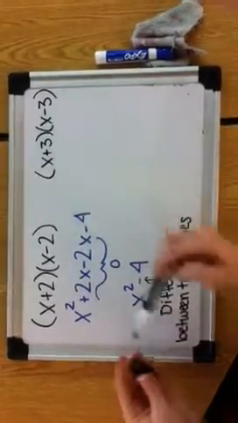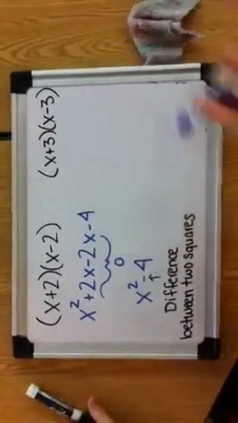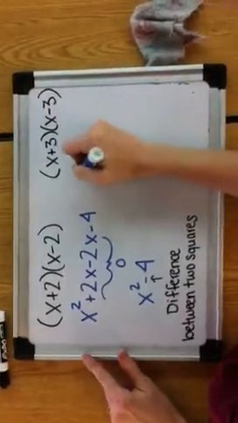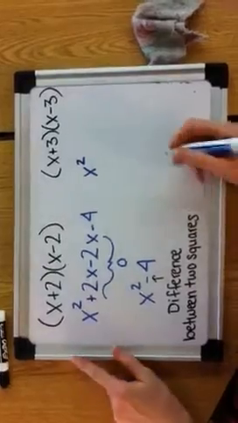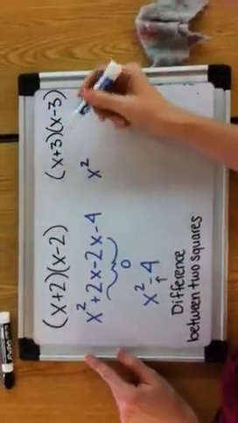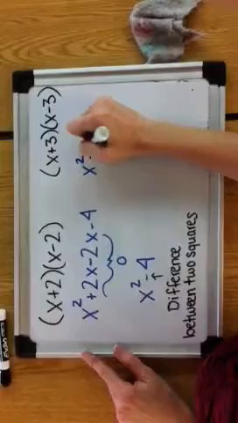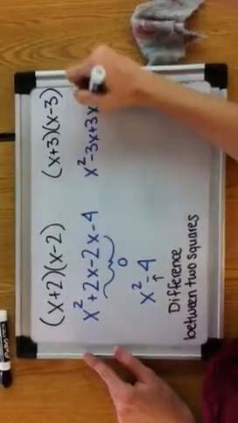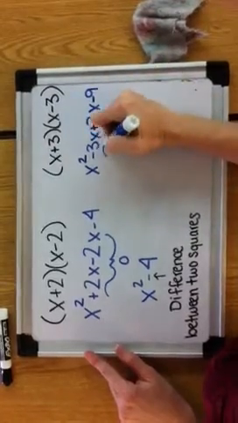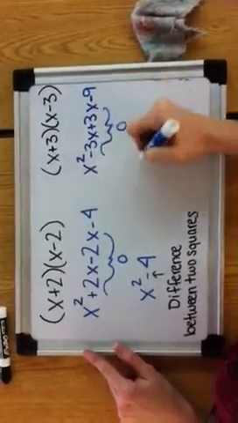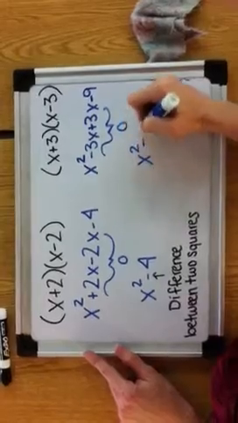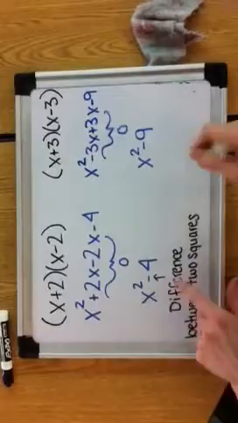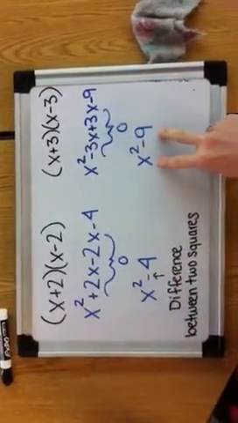Okay, let's try it out with x plus 3 times x minus 3 and see what pattern we notice there. Well, I know x times x is x squared, and then I have x times negative 3, which is negative 3x, plus 3x, and 3 times negative 3 is negative 9. If I combine like terms again, this becomes 0. I'm left with x squared minus 9, which again gives me the difference between two squares. In both of these equations, you still have perfect squares.